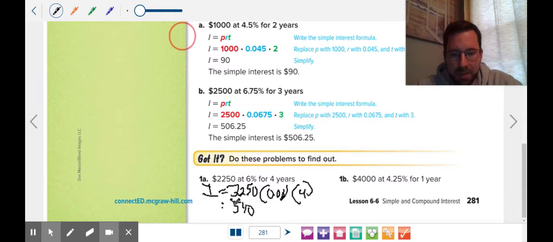Now remember, this is always in money. So if you're solving for the interest or the principal, make sure it's in dollars. If you solve for the rate, it's a percentage. And if you solve for time, it's obviously going to be in years.